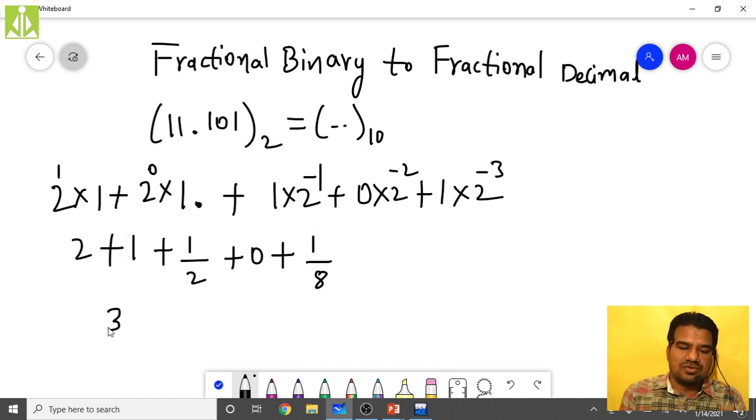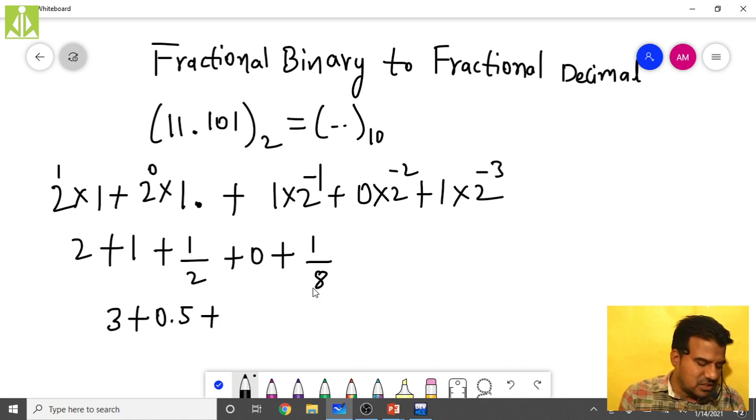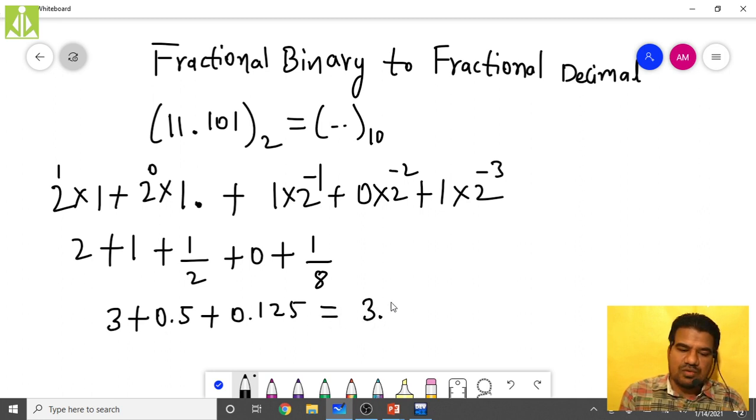So this is 3, plus 1 by 2, which is 0.5, plus 1 divided by 8, which is 0.125. You can use the calculator to calculate this value. If you add all these things you will get 3.625.